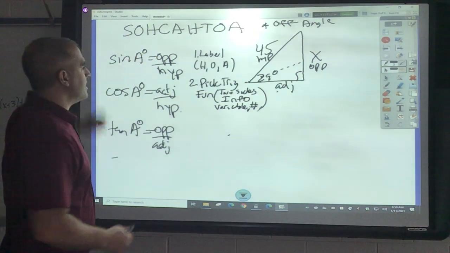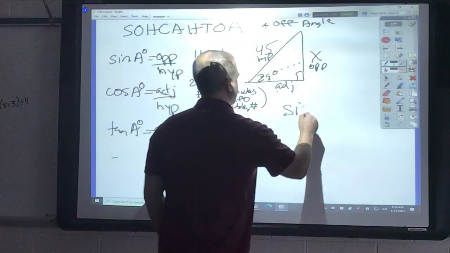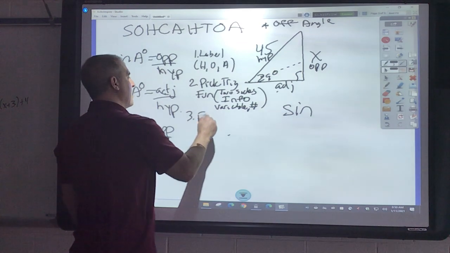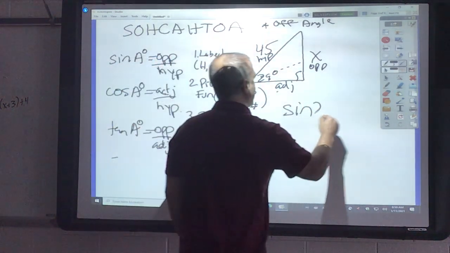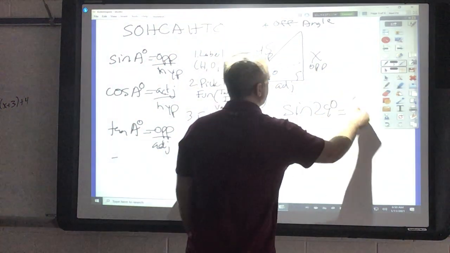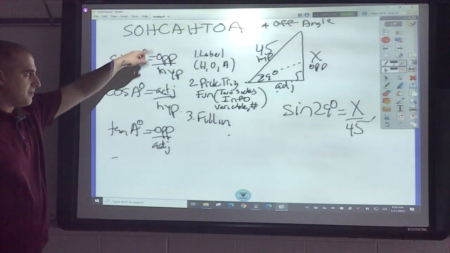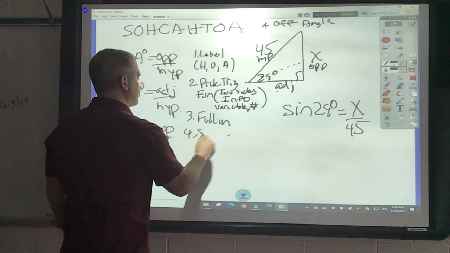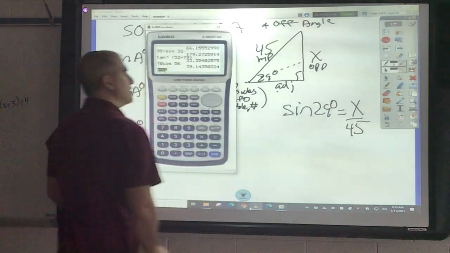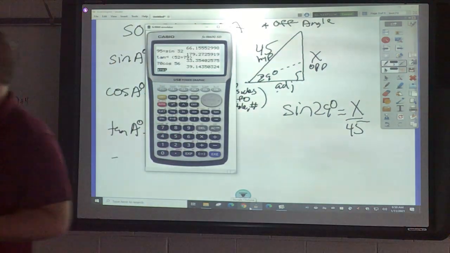So that would be sine. So sine, then I want to fill in sine of my angle equals opposite over hypotenuse, okay? So fill in that stuff, and then the last step is you solve, okay? You can use your calculator for this, okay?